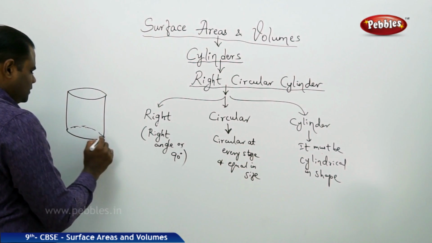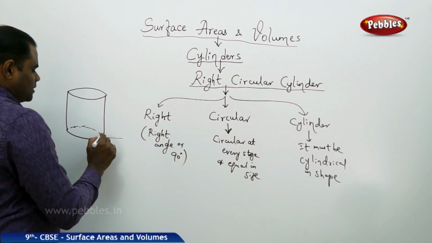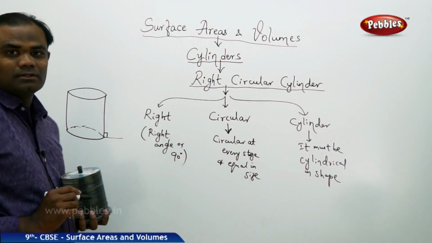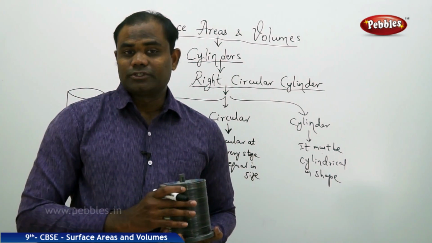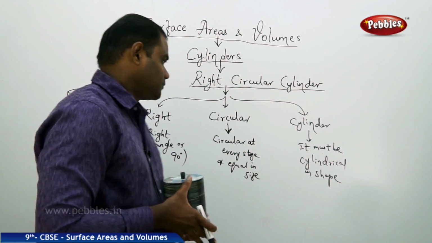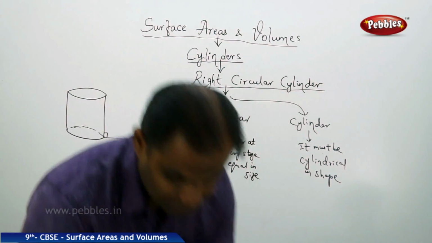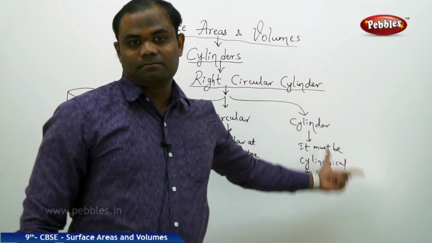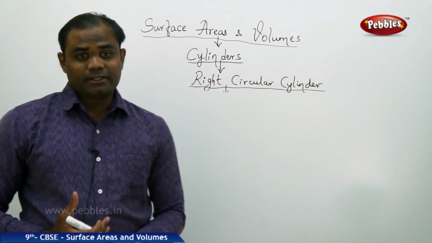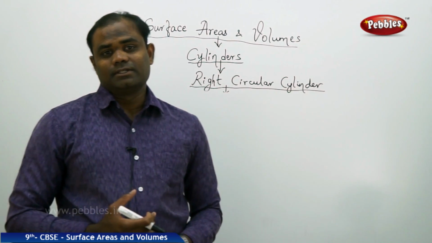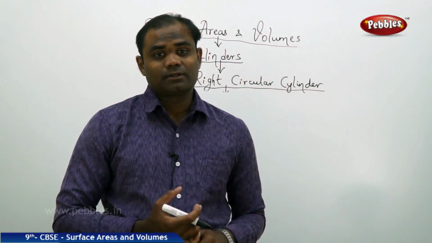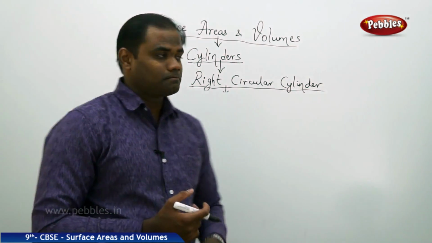This is how I have the base, which must be exactly at 90 degrees from the ground. A cylinder which is right circular has three important classifications. Now that we have identified the definition of a right circular cylinder, let's see some of the objects which are right circular and which are not right circular.